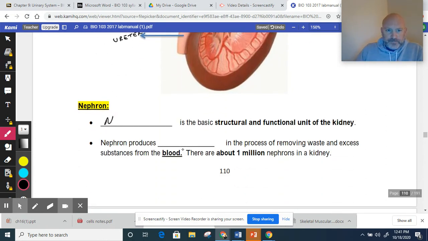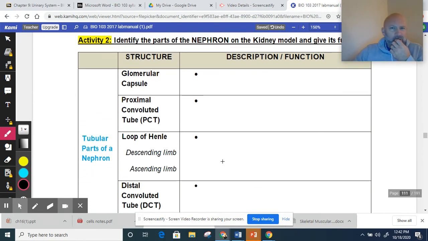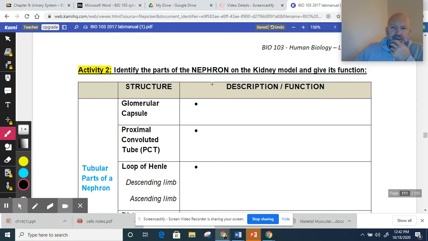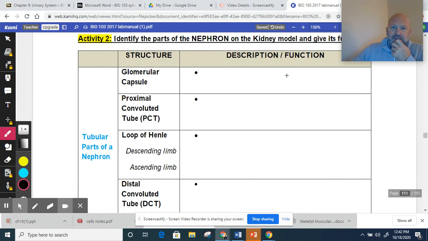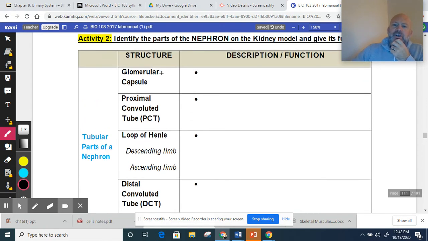The nephron is the basic unit of structure and function in the kidney. The nephron produces urine in the process of removing waste and excess substances from the blood. And we have about 1 million in one kidney, enough in one kidney to do the job. All right, so identify the parts of the nephron of the kidney model and give its function. Okay, so it's between the glomerular capsule and the glomerulus that we have filtration happening, right?